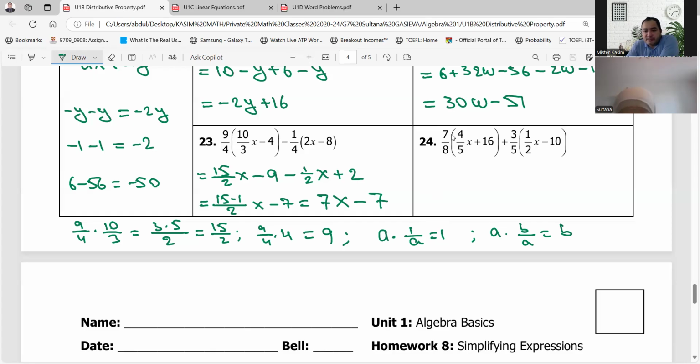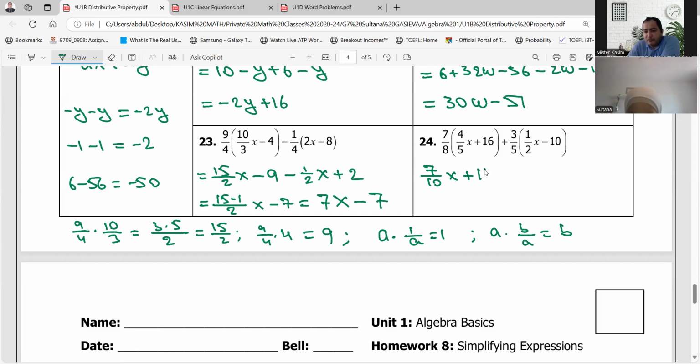Look, the first one, 7 over 8 times 4 over 5. If you multiply, it's 7 over 10. Very good. 7 over 10, right? Plus 7 over 8 times 16. 16 divided by 8 is 2. 2 times 7 is 14, right? Okay, it's done with this.